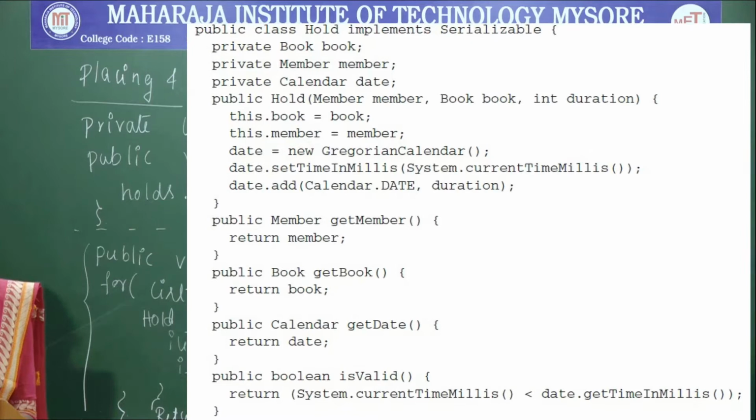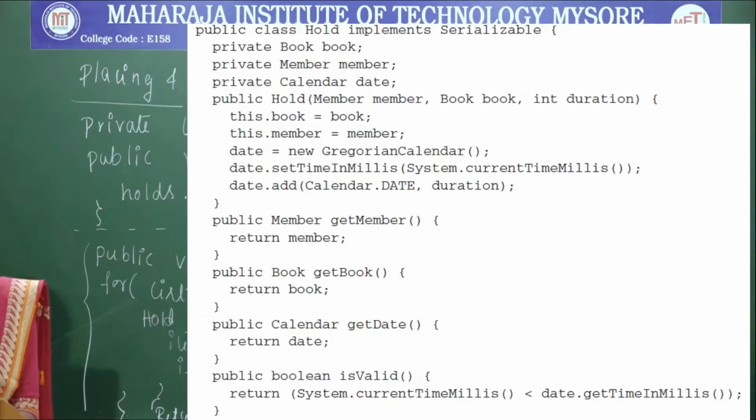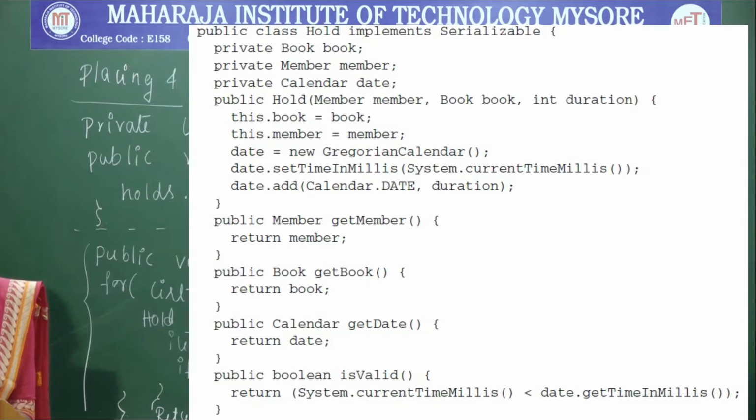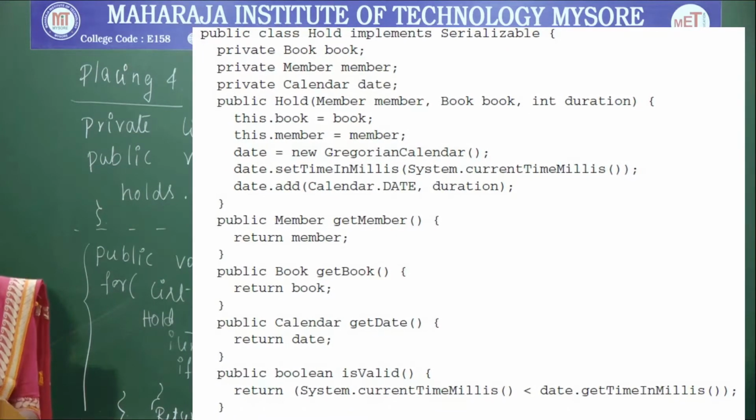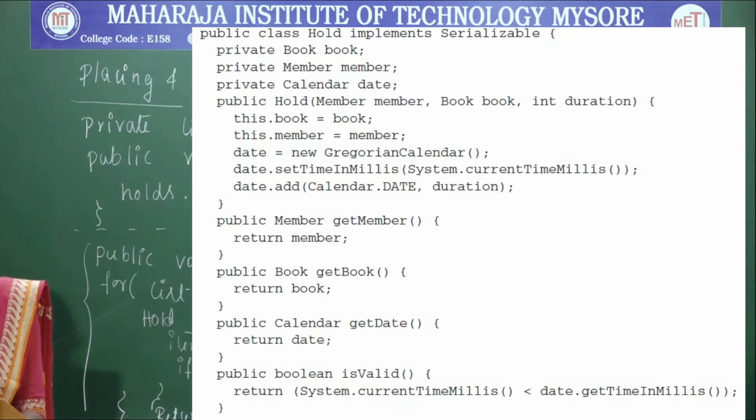So within that method hold, you have member, book, and the duration. In order to process the hold, you should have these fields: the member ID, book ID, and the duration. That is why he has used this operator there. So this.book is going to refer to the current value that is being passed to the method hold. That is, this.book is going to refer to the book value that is being passed as a parameter, and this.member is going to refer to the current member.